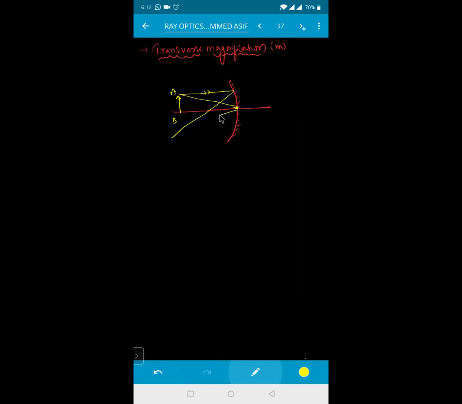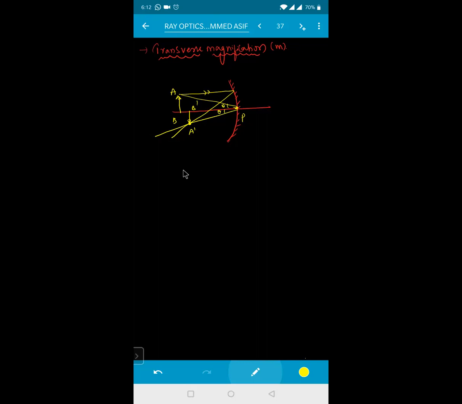They will be reflecting back from this one somewhere here, right? So the point where they are meeting, there will be the image formation. So this will be your A dash and this will be your B dash, and this one is your pole. With whatever angle it has been incident, with the same angle it will be reflected back.